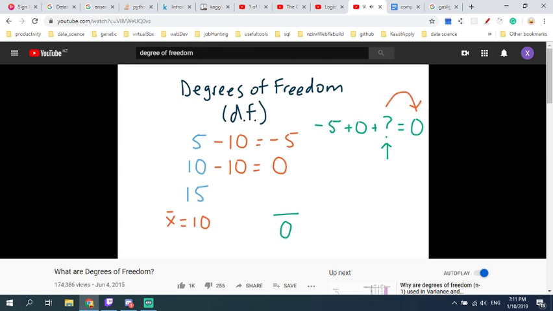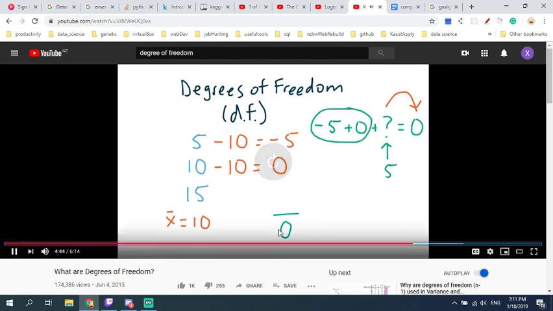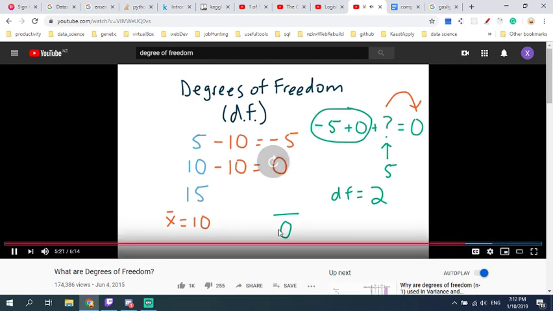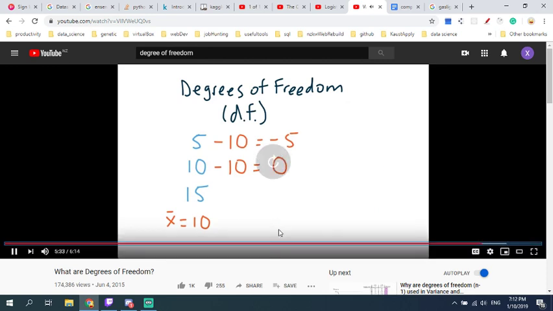So therefore, well, maybe I'll just use, it's 5, right? So the number of values free to vary is equal to 2. Another way I could possibly explain it is those 2 numbers you can assign any arbitrary values. In this case, they weren't arbitrary, because all of them have to equal the mean.